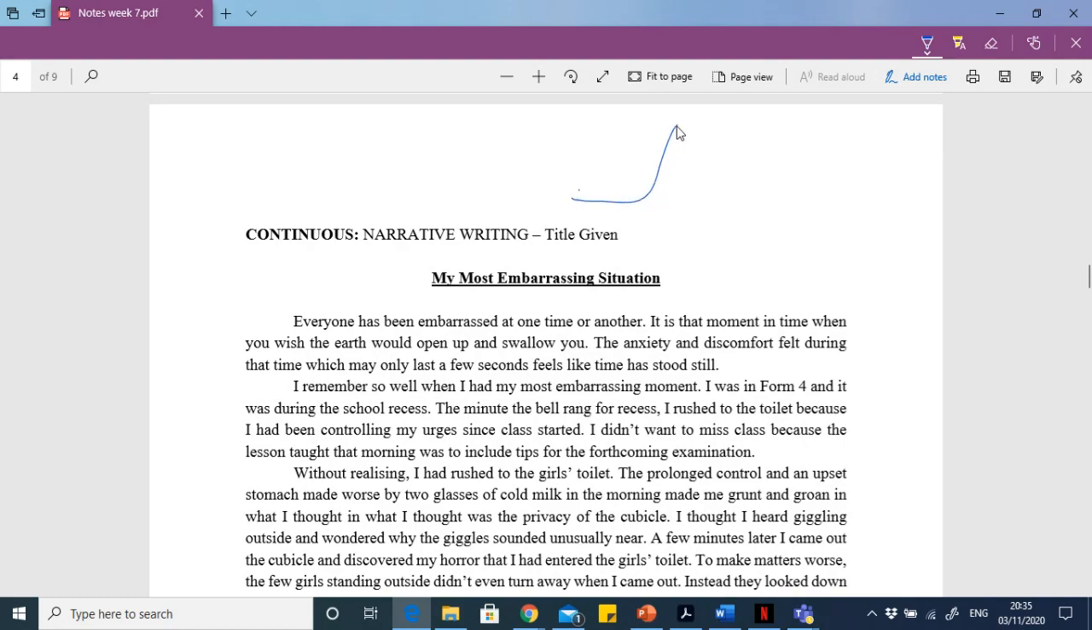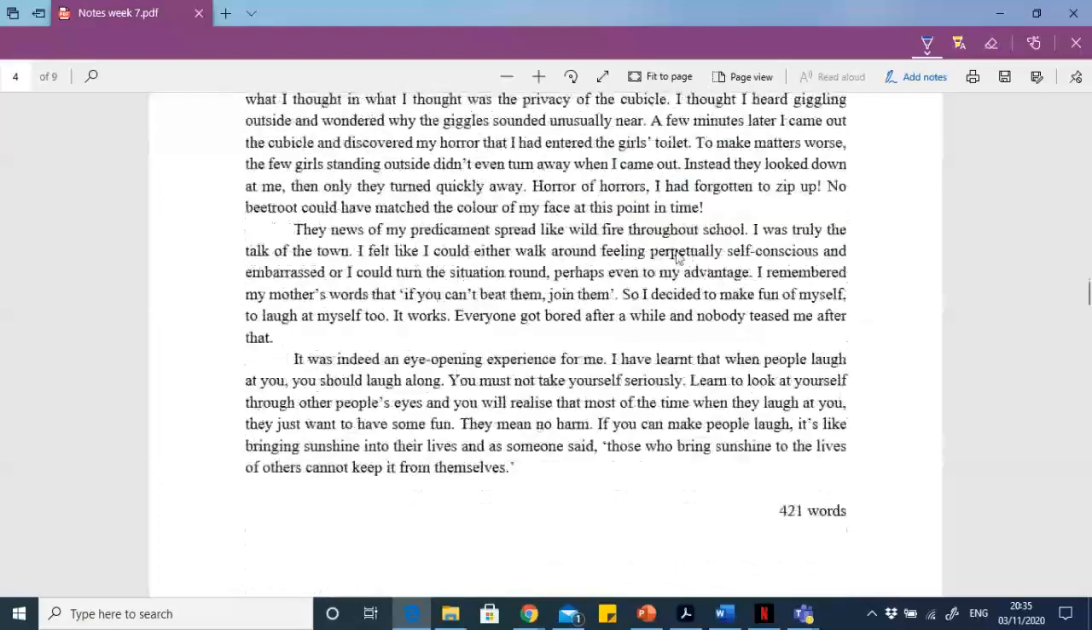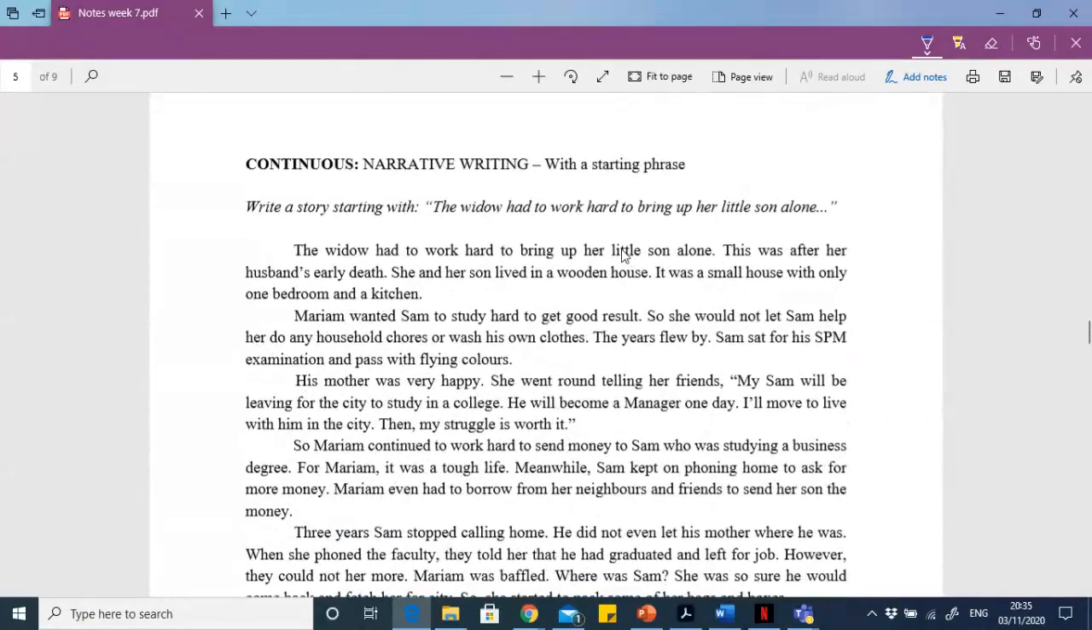Okay, then narrative pieces, remember, you need to have a flow. So you start, you go, and then you move on. All right, so these are a narrative piece, okay? And then sometimes you have narrative writing with a starting phrase. The widow had to work hard to bring up her little son alone. When you have starting phrases, it's easier because it's giving you a guide. Okay, so starting phrases, or sometimes they say, end your story with this line. Okay, so these are examples.